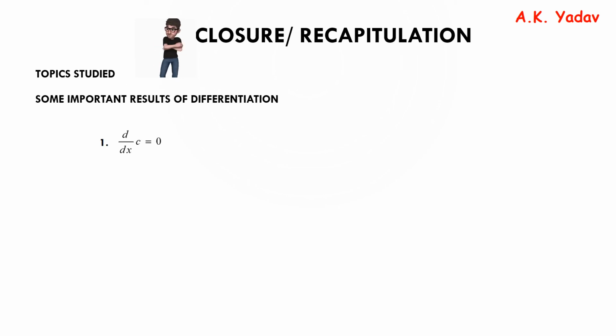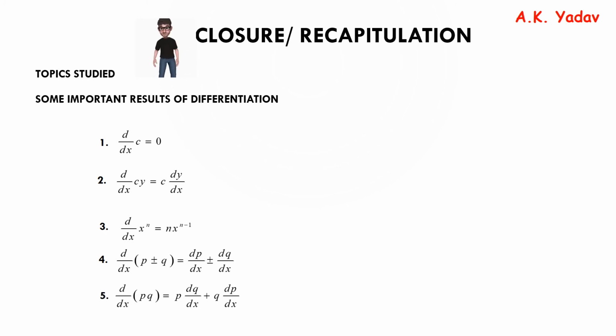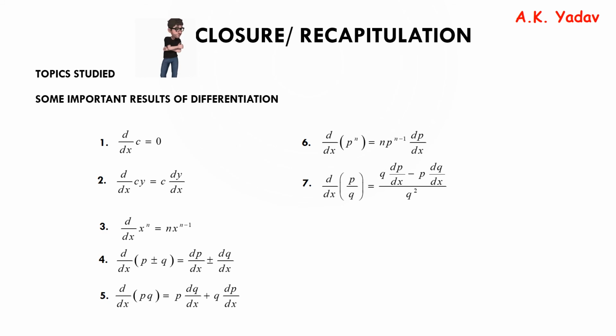Let us recapitulate what we have studied. The formulas: for a constant it is 0. If a constant there were variable, it comes out. D by dx of x to the power of n is n x to the power of n minus 1. Then for plus and minus we did. Then the product rule. Then for p to the power of n, the n comes out: n p to the power of n minus 1 dp by dx.